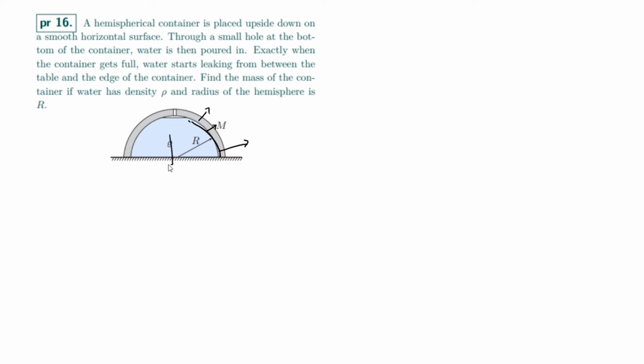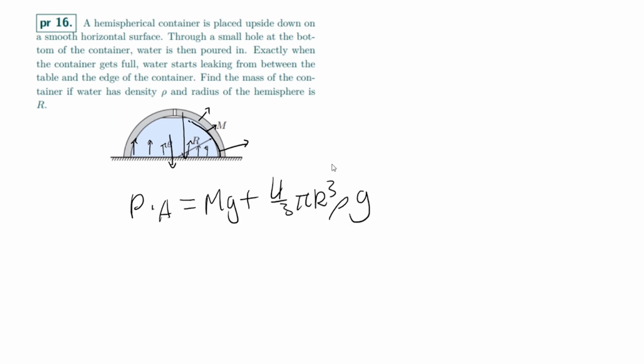So we have the gravitational force from here and the gravitational force on the container, and we also have pressure from the bottom here. And if it's leaking, it means that the container is not actually touching the ground. The only upward force is actually the pressure. So we can set the pressure times the area equal to, obviously there's a pressure from above, but we don't take the actual pressure, we take the change in pressure, and we take the pressure times the area is equal to mg plus the second gravitational force, which is 4/3 pi r cubed rho g.